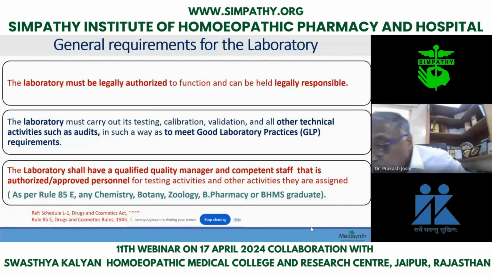You see, as you know, we have to test the drug botanically and also chemically. So one should have a person who has experience of chemistry. And that is why in Rule 85E they have said that it should be a BSc with chemistry, botany, zoology, pharmacy, or a BMHS graduate, so that they understand the basics of chemistry and botany. Because we have a few drugs which are of zoological origin, microbiological origin. That is why they have mentioned it should have either zoology, or chemistry, or botany. So this is just for you to understand.